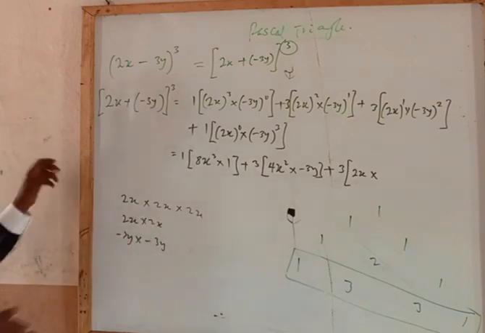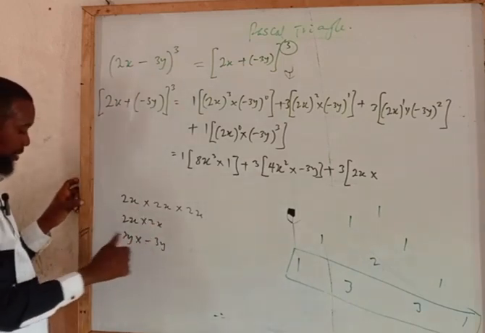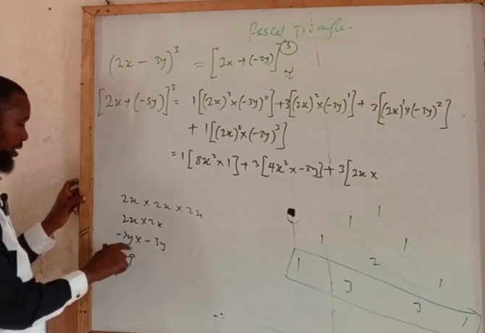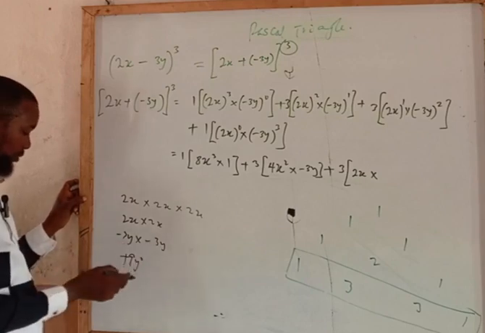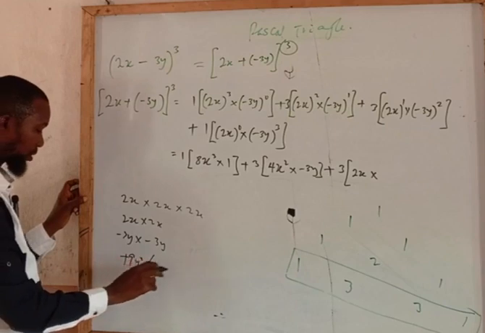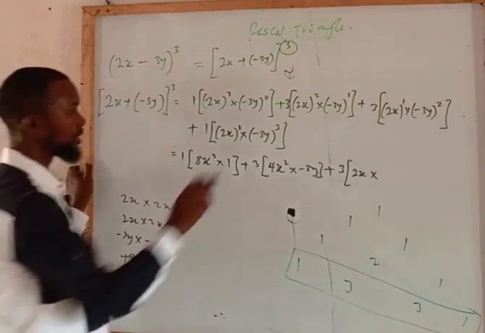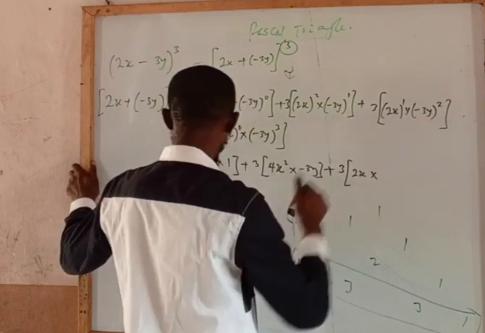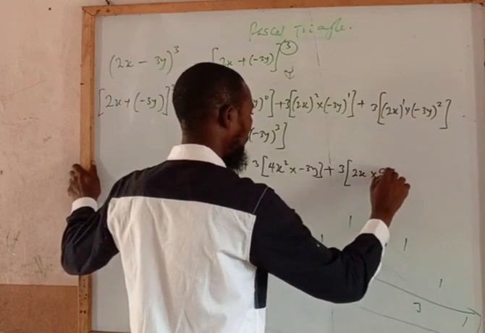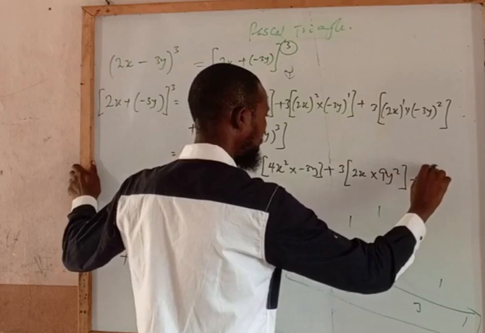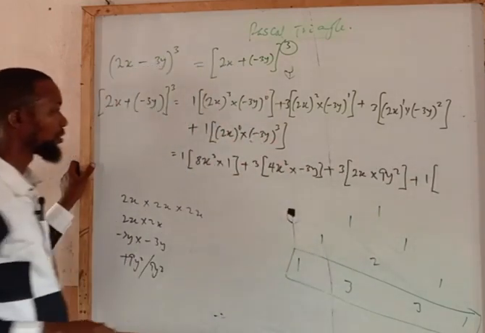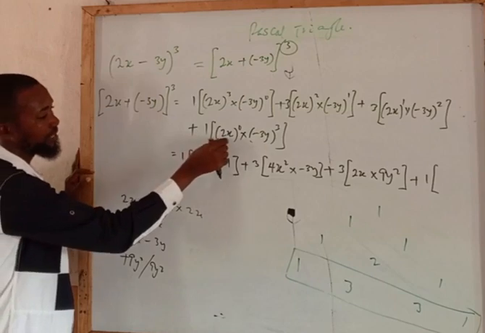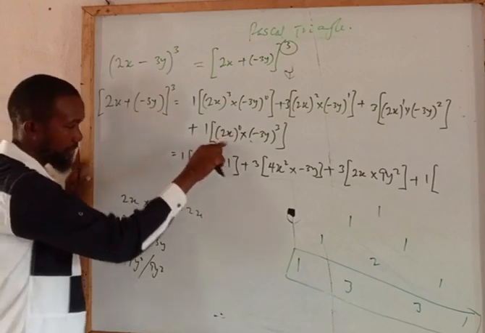We should observe what is going on here. Minus times minus changes to plus. 3 times 3 here is 9, while y times y becomes y squared. And we can write it as just 9y squared. So the result of opening this bracket becomes 9y squared. Then plus 1 into the last one here. This is 2x raised to the power 0. Remember, anything raised to the power 0 becomes 1. So this one is 1.